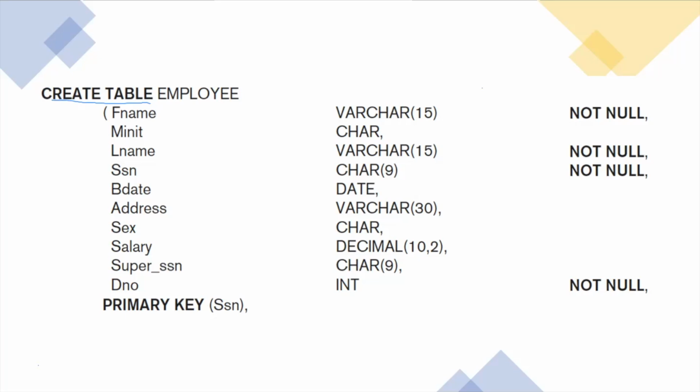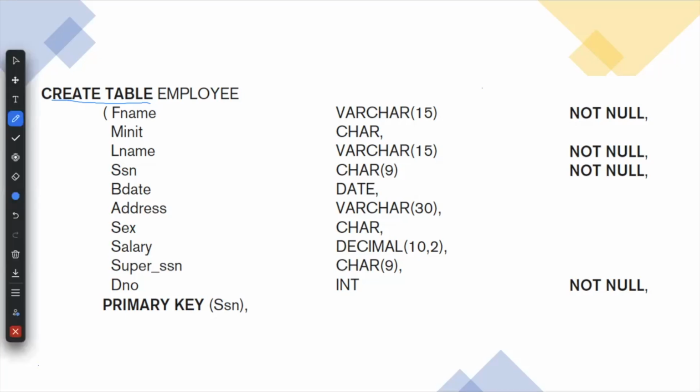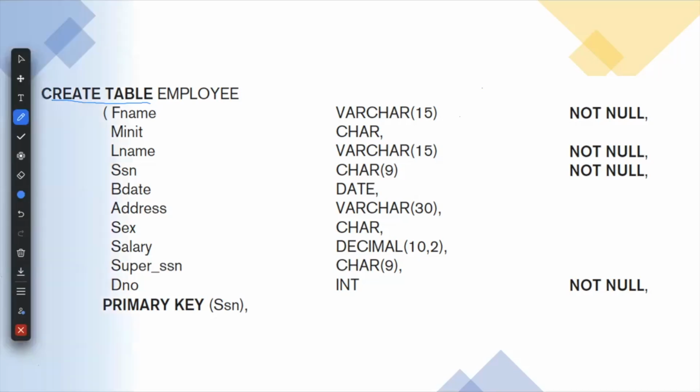Then we have the date data type, which stores any date that we give in the format YYYY, DD, and MM. Then we have decimal. Decimal is for storing floating point numbers. So you have 10, 2. So 2 is the number of digits that comes after your decimal point. And then, of course, we have int.